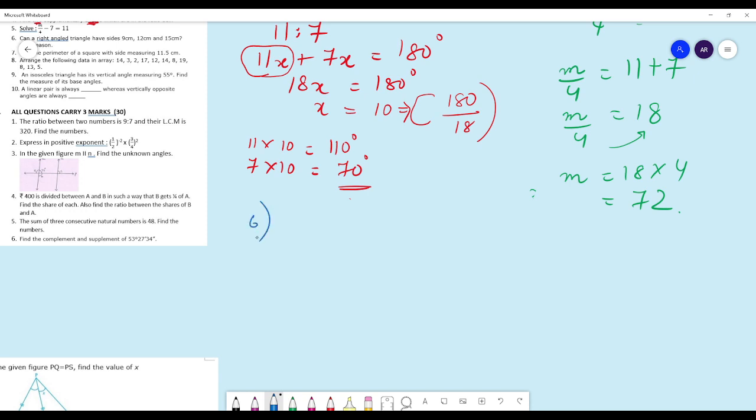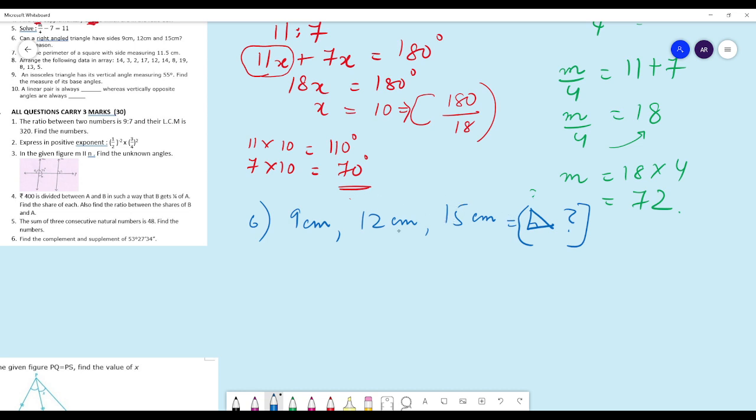Question number 6. It says, can a right angle triangle have sides 9 centimeters, 12 centimeters and 15 centimeters, and it has to be a right angle triangle? Is it possible to have a right angle triangle with this? Now remember, they are not angles, they are sides.